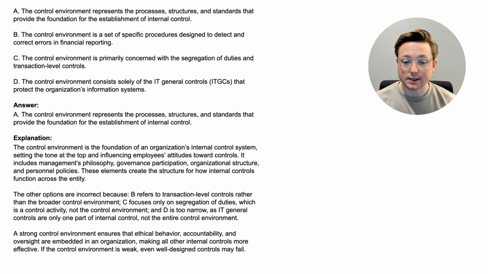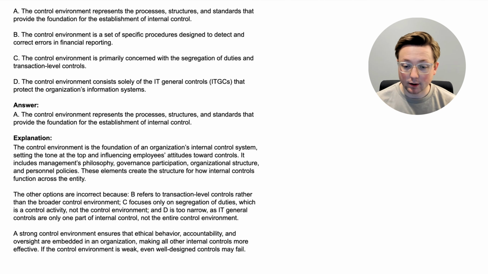The control environment is the foundation of an organization's internal control system, setting the tone at the top and influencing employees' attitudes towards controls. It includes management's philosophy, governance participation, organizational structure, and personnel policies. These elements create the structure for how internal controls function across the entity. The other options are incorrect because B refers to transaction-level controls rather than the broader control environment. C focuses only on segregation of duties, which is a control activity. By the way, that's one of the components, a separate component from control environment.